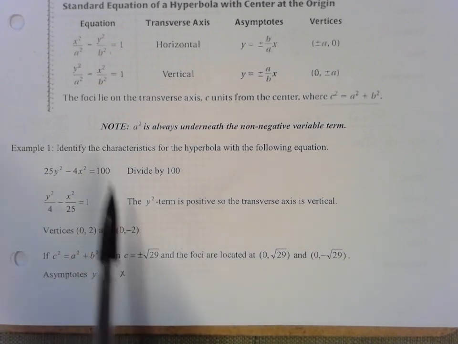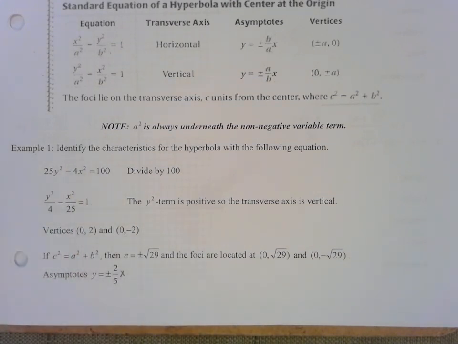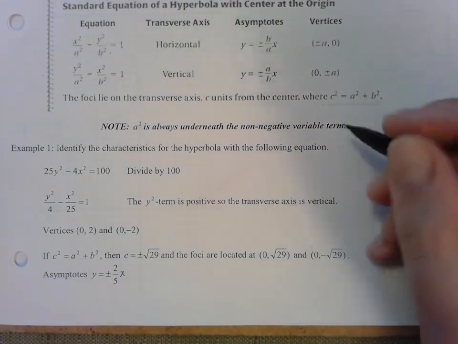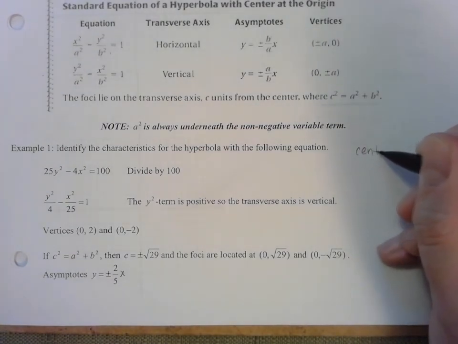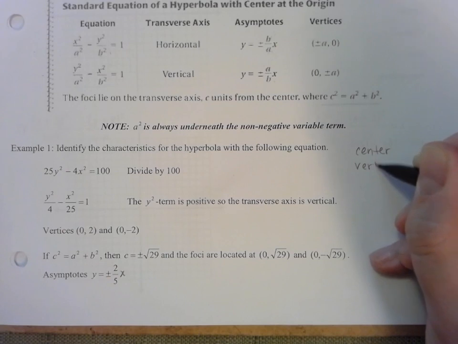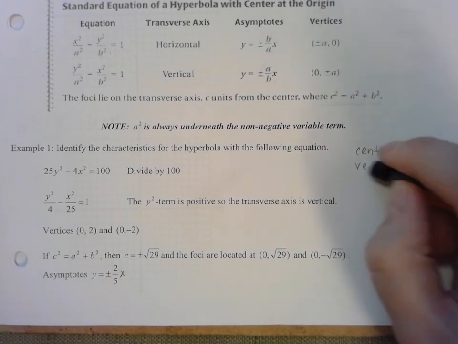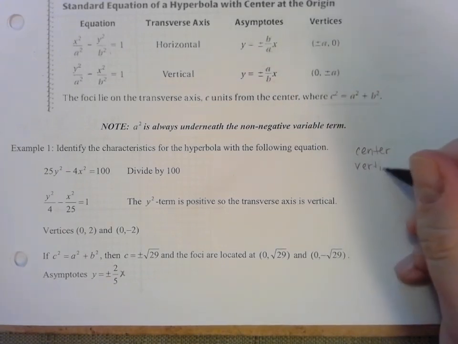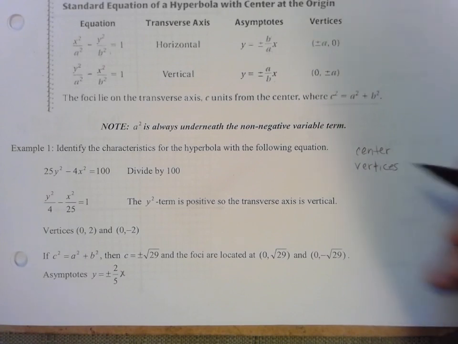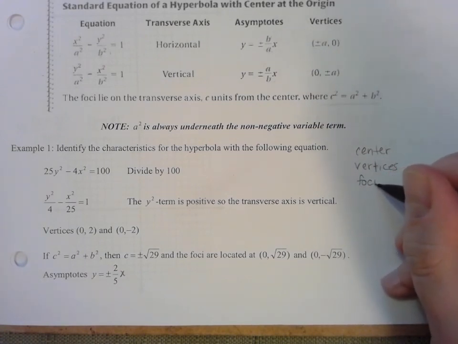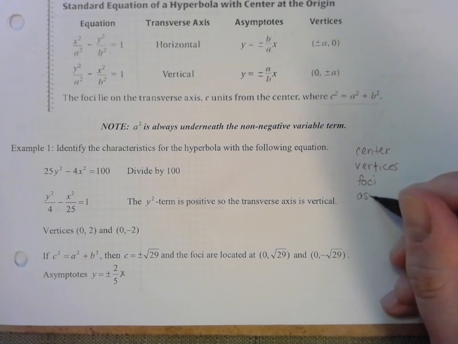Example 1. Identify the characteristics for a hyperbola. So what are the characteristics? We want to know the center. We want to know the location of the vertices. And we want to know the location of the foci. And we want to know the equations for the two asymptotes.